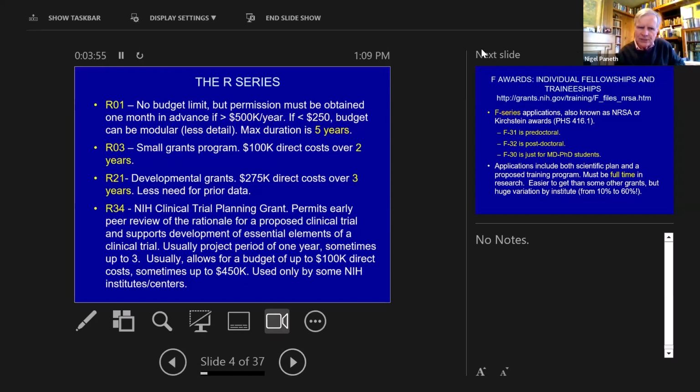So here's the R series. The R01 is the basic grant, no budget limit.